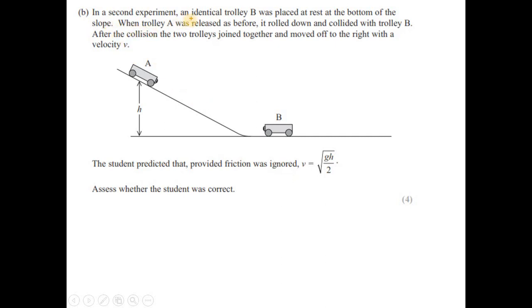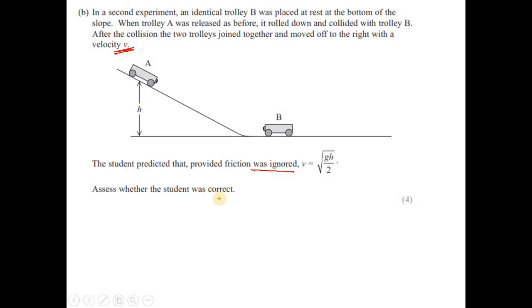In a second experiment, an identical trolley B was placed at rest at the bottom of the slope. When trolley A was released, as before, it rolled down and collided with trolley B. After the collision, the two trolleys joined together and moved off to the right with a velocity v. A student predicted that, provided friction was ignored, v is equal to the square root of 2gh over 2. That means v is the final velocity after collision. It's all about momentum, in fact, because we have a collision. So assess whether the student was correct.